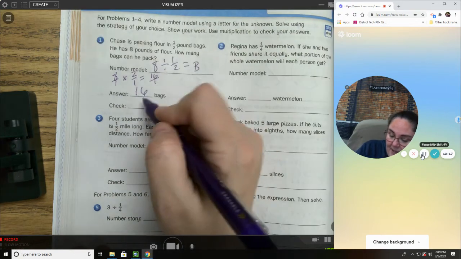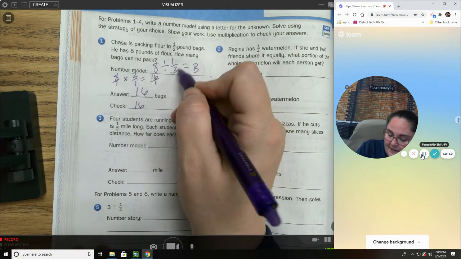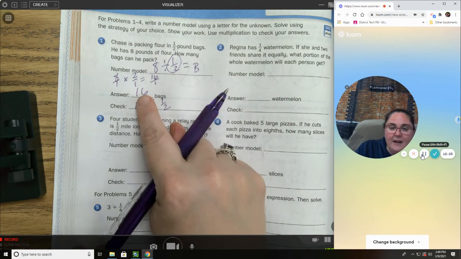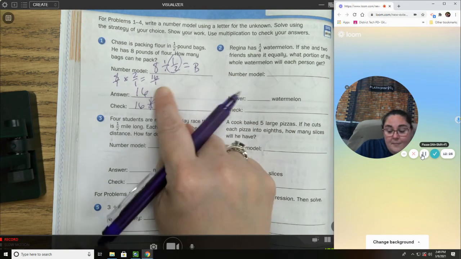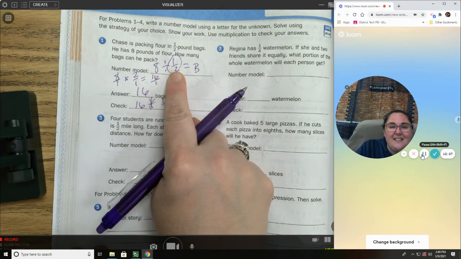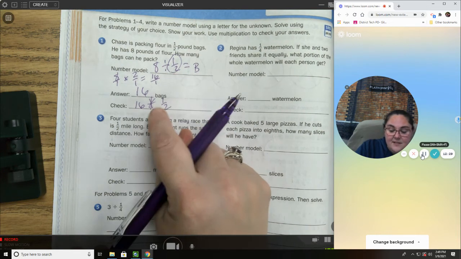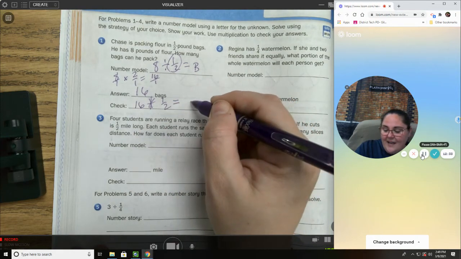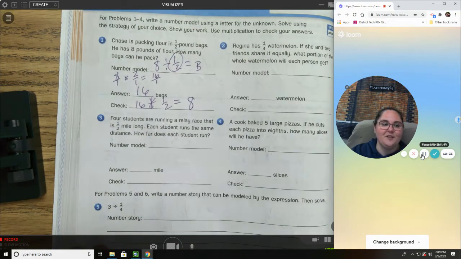To check, I'm going to do 16 times 1/2. So take your answer, multiply by your divisor. So 16 times 1/2 is 8, and that should be your dividend.